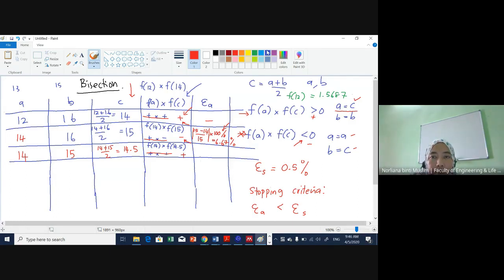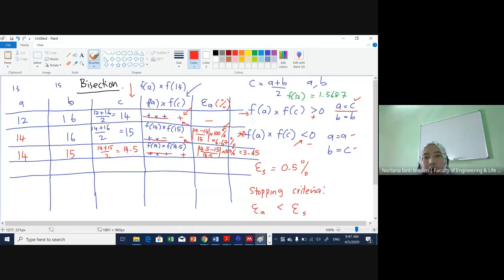Okay, so next. The calculation for the absolute error will be 14.5 minus 15 divided by 14.5, absolute, times 100%. So this one you will get 3.45%. Yeah, I will just put a label here, percent.